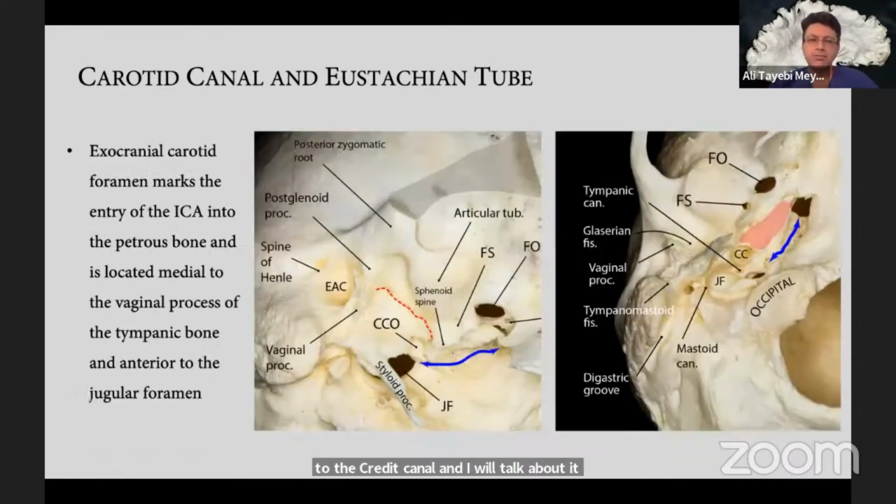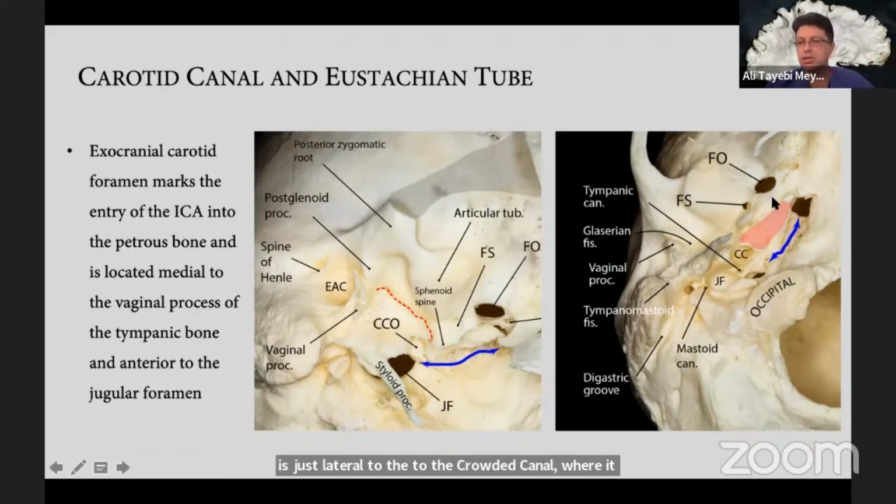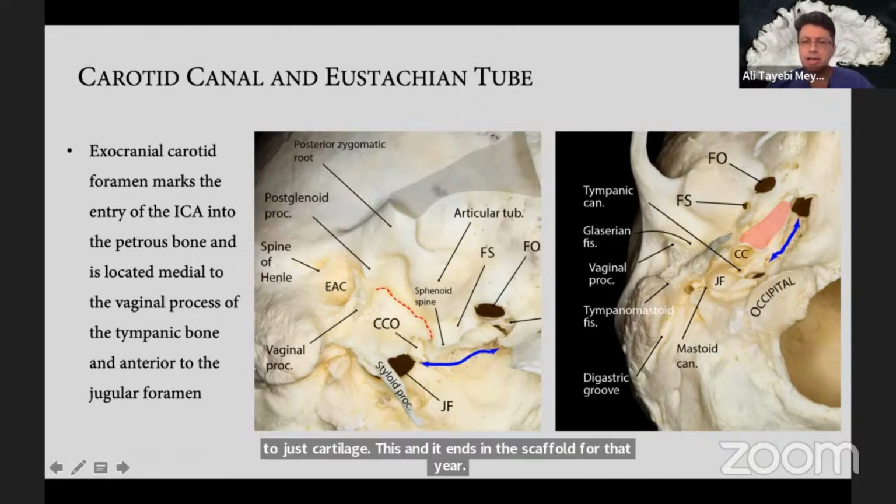But overall, the exit point of the eustachian tube is just lateral to the carotid canal, where it turns into some sulcus on the exocranial surface, which is called the sulcus tubae. And then you will have the rest of the eustachian tube, which is cartilaginous, and it ends in the scaphoid fossa here. But look here, you have the zygomatic arch, and this is all middle fossa.